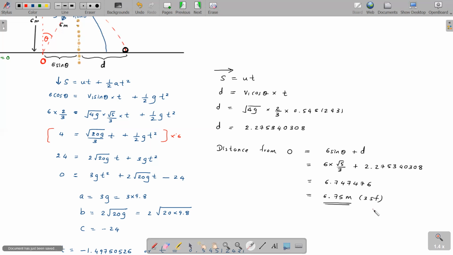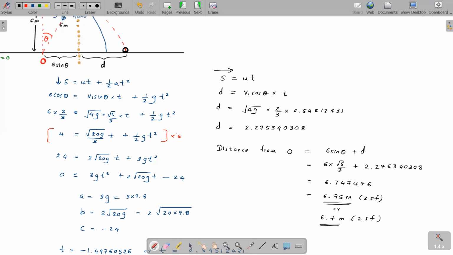Otherwise, if it's 6.7474, you could even say the answer is 6.7 meters corrected to 2 SF. Any one of these two answers is okay. Just leave one of them, don't leave both. Either 6.75 to 3 SF or 6.7 to 2 SF. You look at the original figure for 6.7 to 2 SF. Please do not correct to 2 SF by looking at the 3 SF corrected figure. You know the rule: you should look at the original figure and write it to 2 SF or 3 SF.